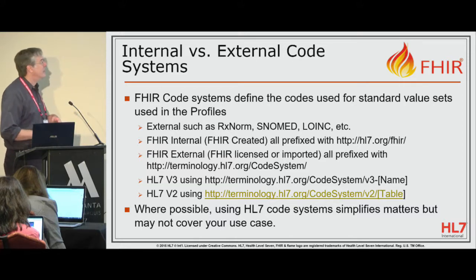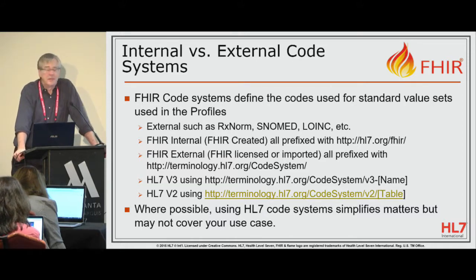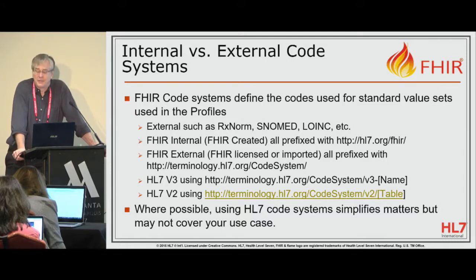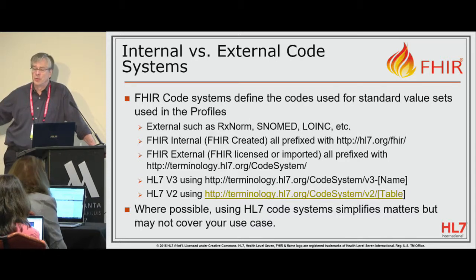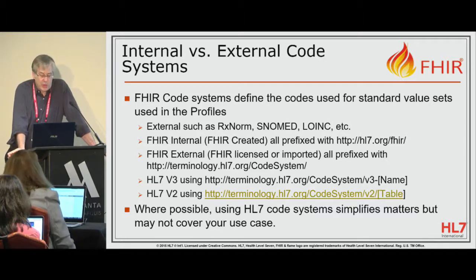Okay. Start off with the FHIR code systems define the codes that are used in the value sets. And we have a mix of internal and external. External: RxNorm, SNOMED, LOINC, so on and so forth, CTS, HCPCS, all of the 1,000 code systems that are out there. The ones that are created by FHIR, you will see them. They are normally prefixed with hl7.org/fhir, so it'll be a code system in FHIR.